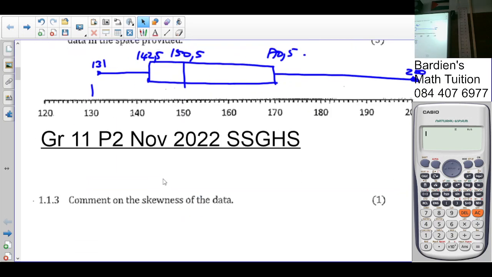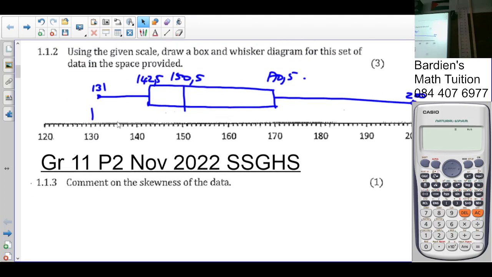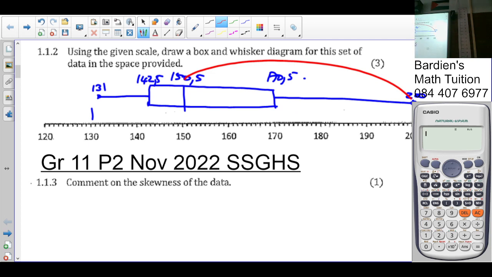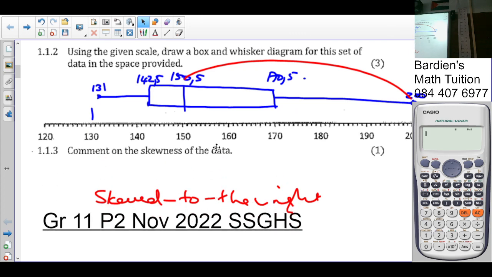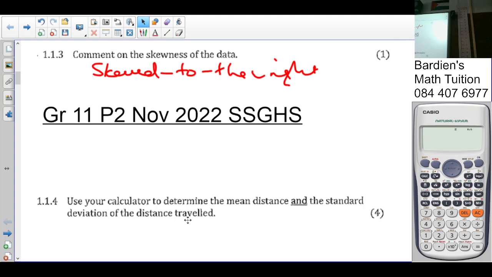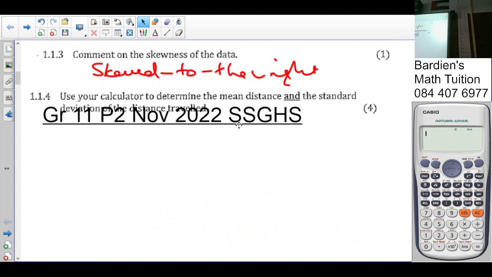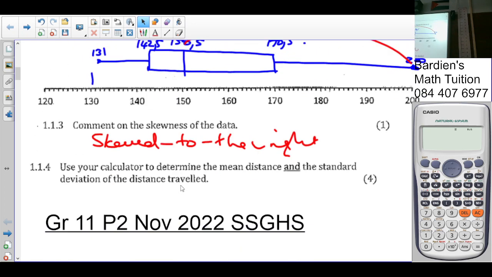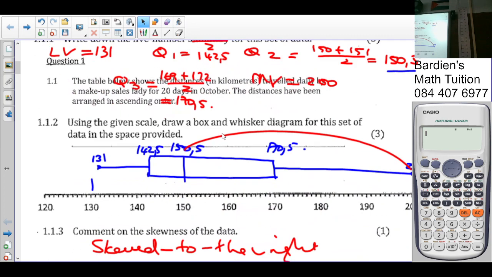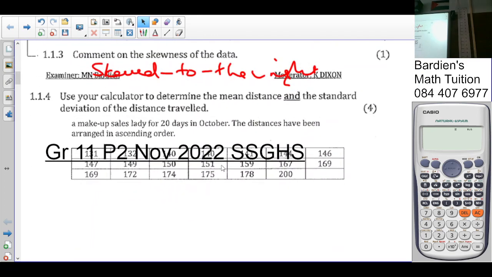Let's carry on. Comment on the skewness of this data. If you look at the data here, as you can see, the gap from the median to that side is larger. So we say the data is skewed to the. Next one, use your calculator to determine the mean distance and the standard deviation of the distance travelled. So with that, I would need this information here. That's correct?